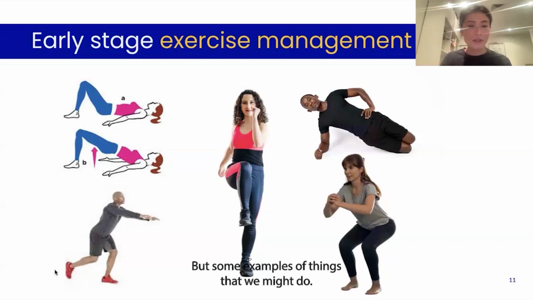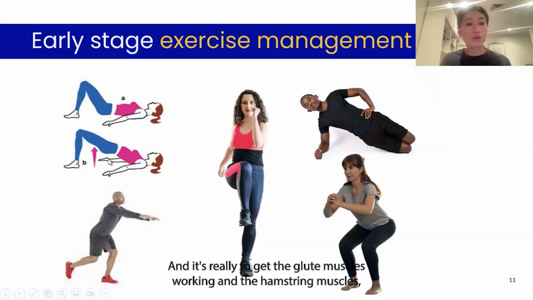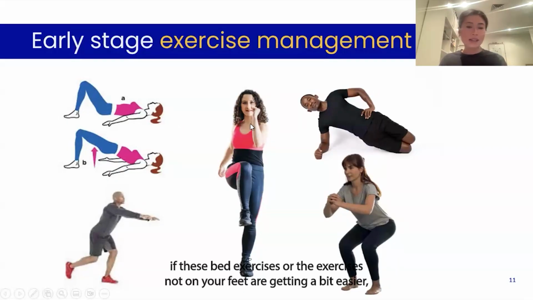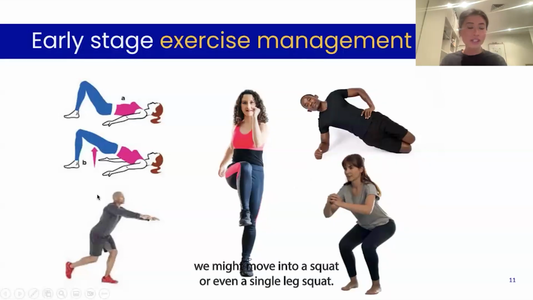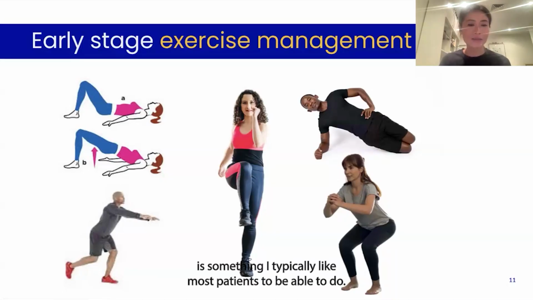But some examples of things that we might do. So this exercise at the top is called a bridge. And it's really to get the glute muscles working and the hamstring muscles. We might start giving some balance exercises. We might do some core exercises. So this is one example, it's a side plank. And then progressively, if these bed exercises or the exercises not on your feet are getting a bit easier, we might move into a squat or even a single leg squat. And as I mentioned in the assessment before, the single leg squat is something I typically like most patients to be able to do.